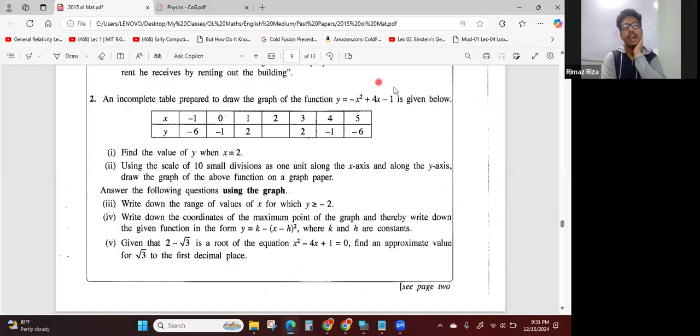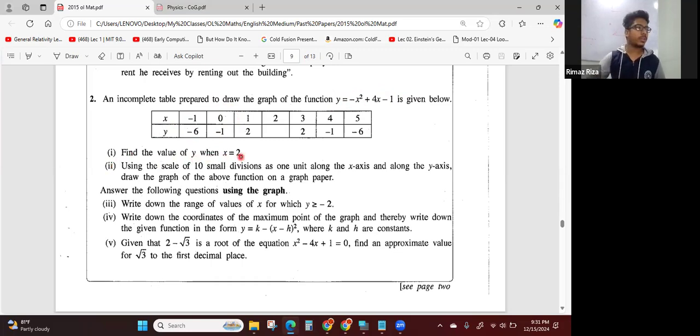Okay, so now here we have a function. If you give an input, it gives output. If you put x equals minus 1, the output is minus 6. If you put x equals 0, output is minus 1. If you put x equals 1, output is 2. Likewise, you need to find the value of y when x equals 2.